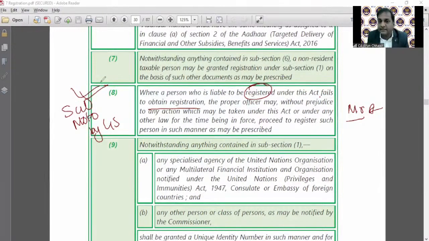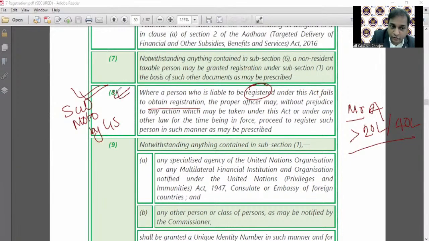Mr. A needs to apply for the GST number, but he has not applied, intentionally or unintentionally. His turnover exceeds the threshold limit, 20, 40, whatever the case may be. The proper officer, the GST officer, while doing the scrutiny, search, seizure, found that Mr. A is liable to take but has not taken. He can grant the temporary registration by virtue of 25(8).